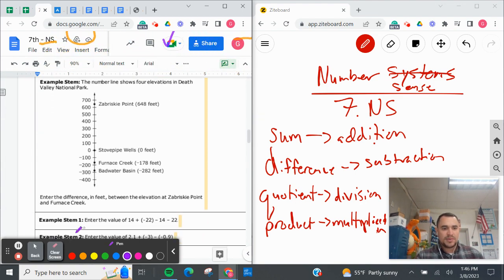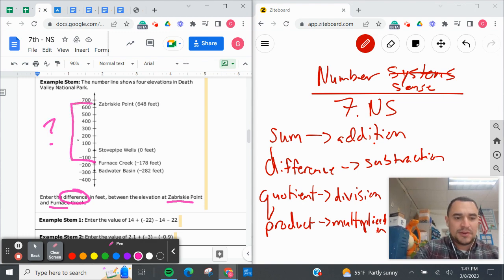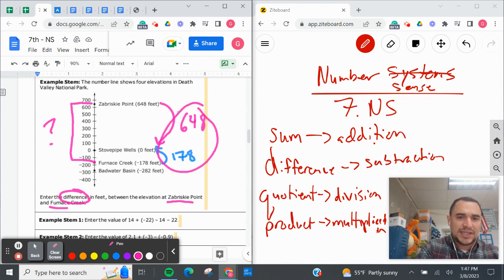All right, so we're going to do the same thing here. And we are going to ask, what is the difference between Zabrinsky and Furness? So here's Furness, and Zabrinsky is all the way up here. So what is that gap? That gap from here to here is 178. And then from here to here is 648. So the total of both of those is going to be 648 plus 178.